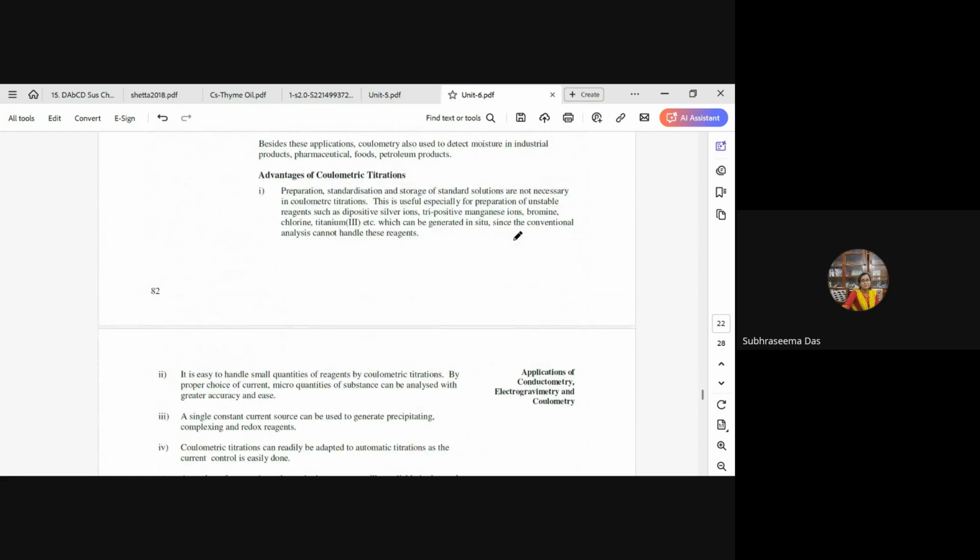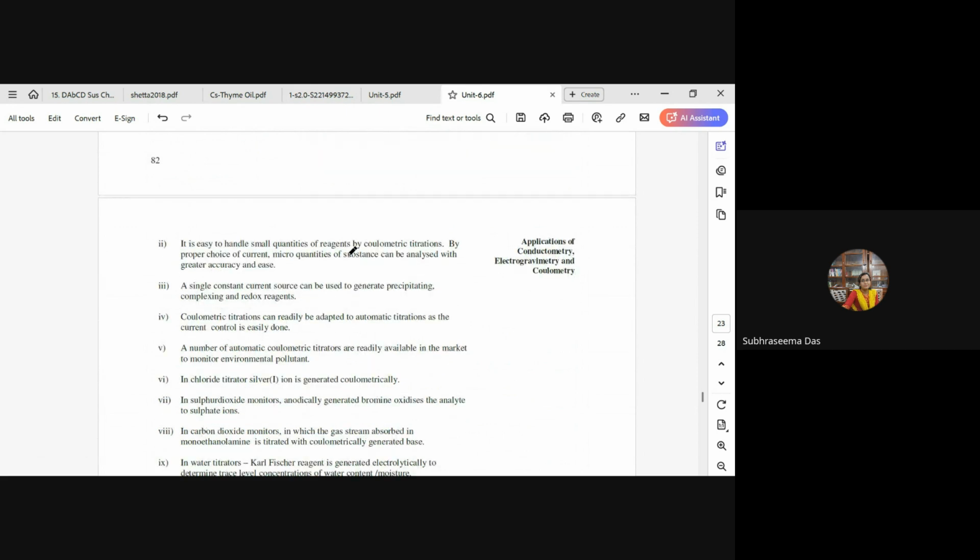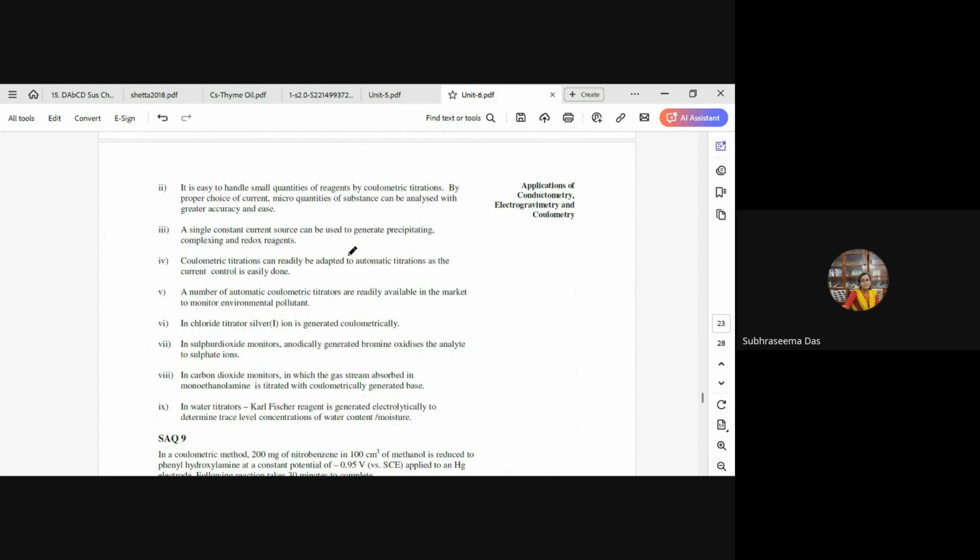Now the advantages of coulometric titrations. Here the standardization, preparation or storage of some solutions is not necessary. It is easy to handle small quantities of reagent. A single constant current source can be used. Coulometric titrations can be readily automated, and a number of automatic coulometric titrators are available in the market.